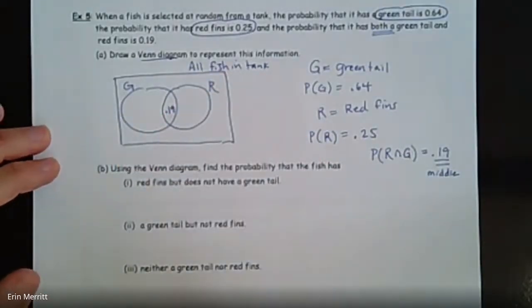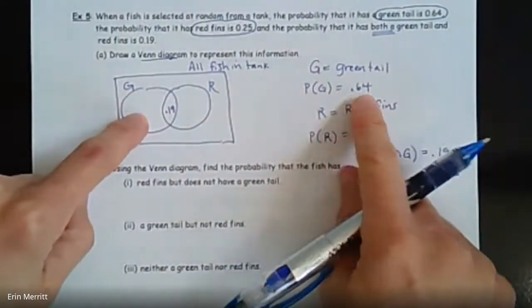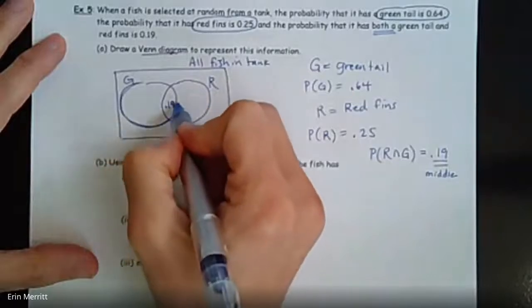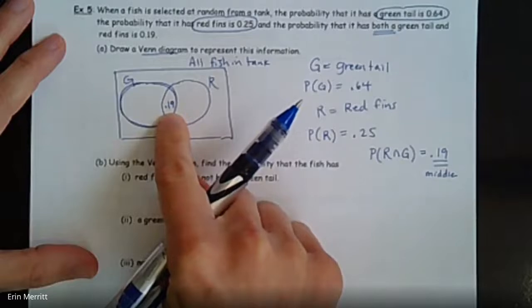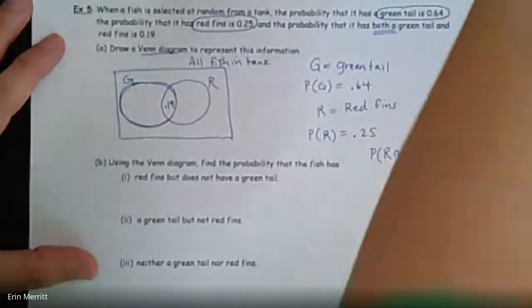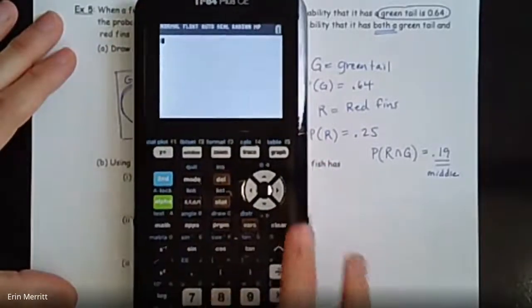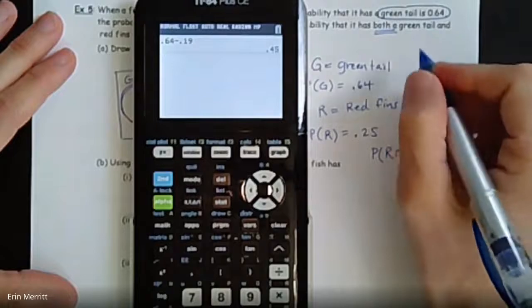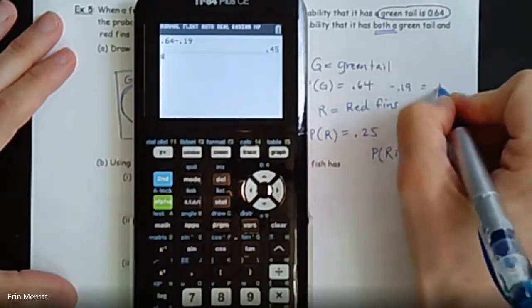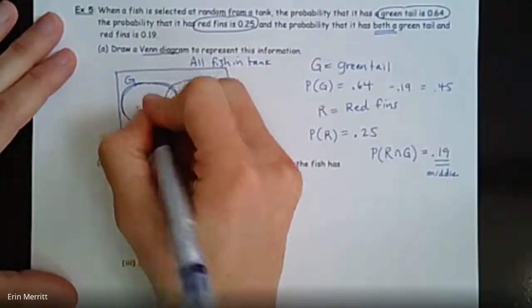Now here's the part that sometimes people get a little thrown by. You can't just take this 0.64 now and put it over here. The idea is that that whole circle has to represent 0.64. And if 0.19 is already being represented in the center, then you have to do a quick calculation here. So 0.64 minus the 0.19 that's already being accounted for would leave us with 0.45. So when you subtract 0.19, 0.45 is what's going to go in just the green part over on the left.